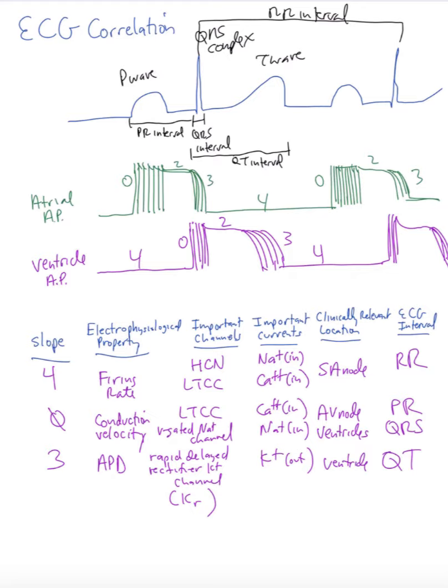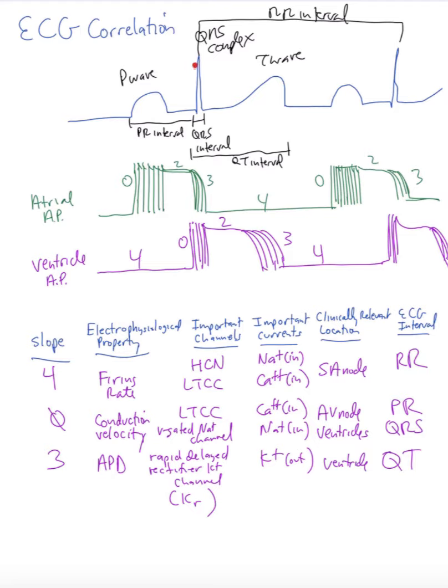So now we're going to talk about the ECG correlation to the cardiac action potentials and the important slopes that we've talked about in previous videos. First, let's take a look at this ECG tracing. I see the P wave here, which represents atrial muscle depolarization, the PR segment, and collectively the P wave and the PR segment is the PR interval.